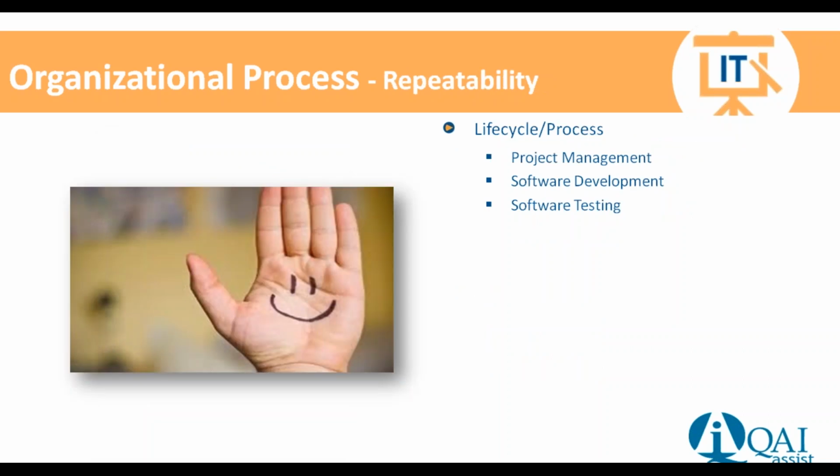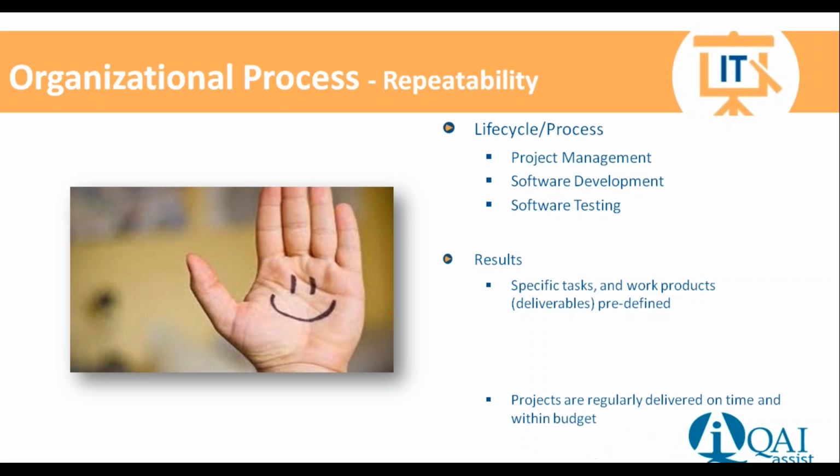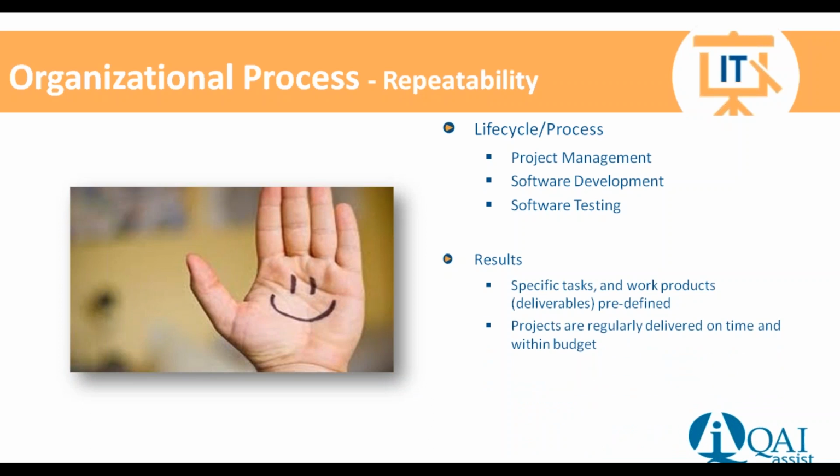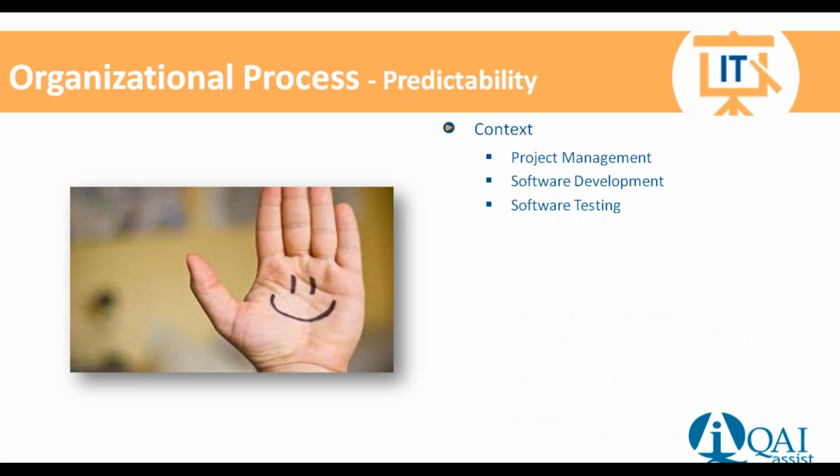Okay, so let's look at repeatability for a second. The results are going to be, for all of our projects, that the specifics, tasks, and work products are going to be predefined. When we start a project, we know what deliverables we're going to be doing. Because we're using the process, we're going to have more likelihood of delivering the project on time and within budget. We got this from the repeatability. And we also know that the quality is inherent in the process, meaning we're using the life cycles or methodologies, and the outcome of the process is going to ensure that quality is incorporated in what we're delivering. So that's what repeatability gets us.